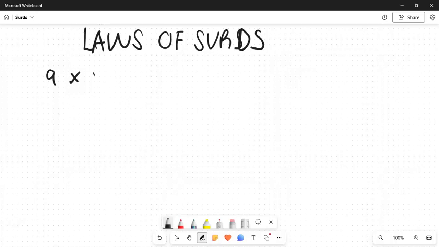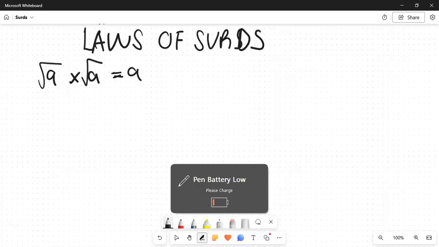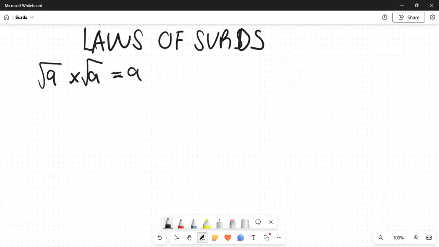Root a times root a is always a. So this is actually a walkover for you guys, not to waste time finding square roots and multiplying again. It's straightforward. Root a times root a is always a. Another one: root a times root a is equal to the square root of a times a.